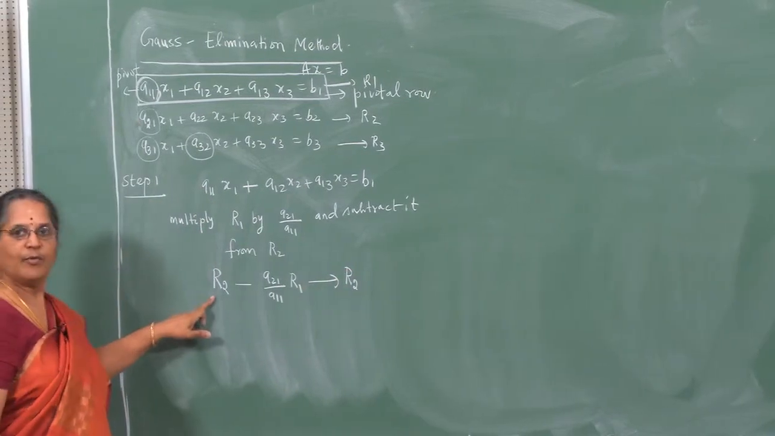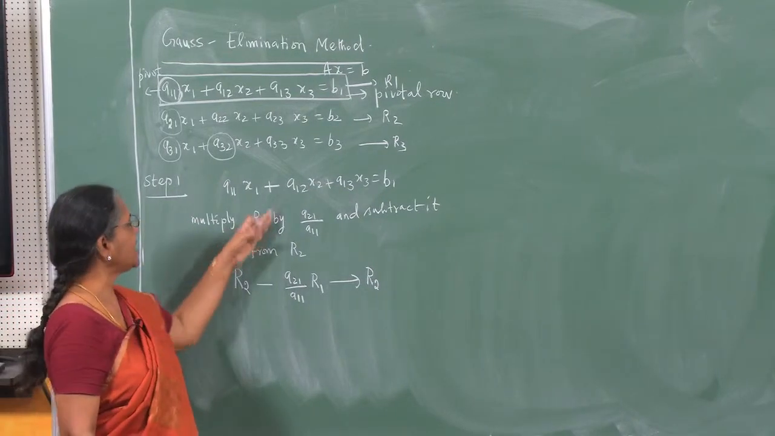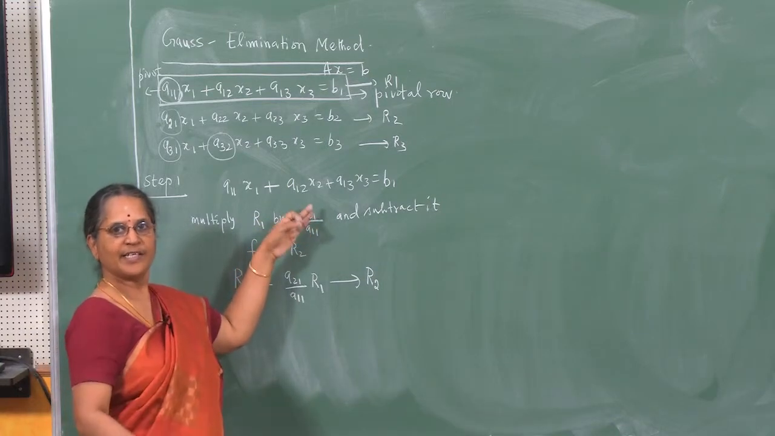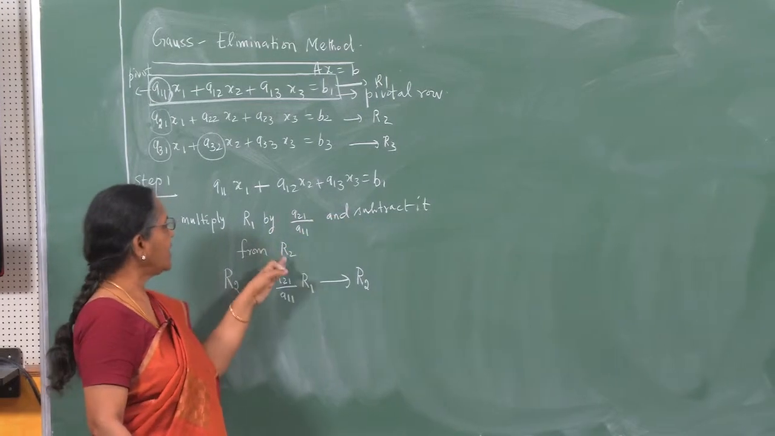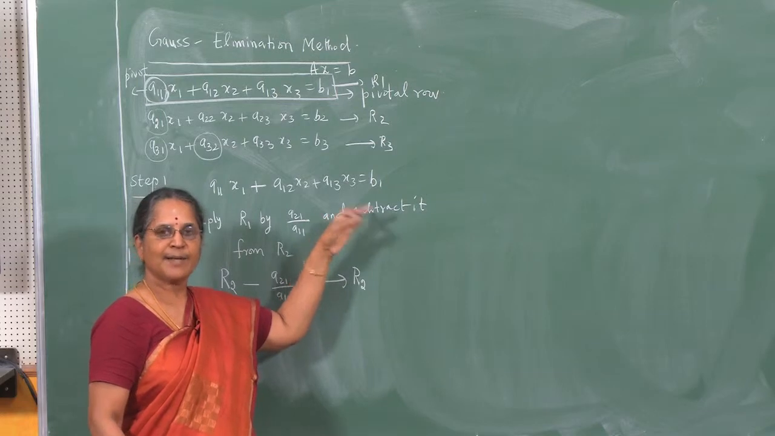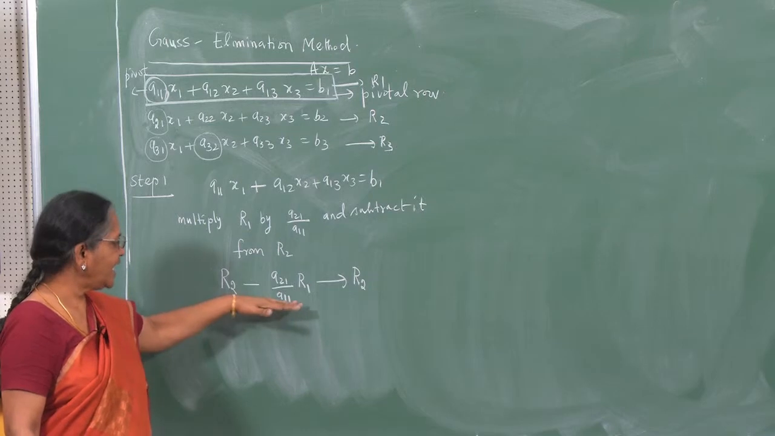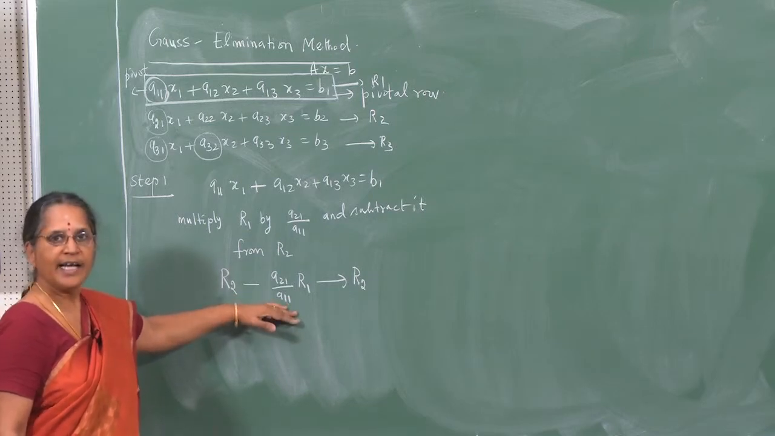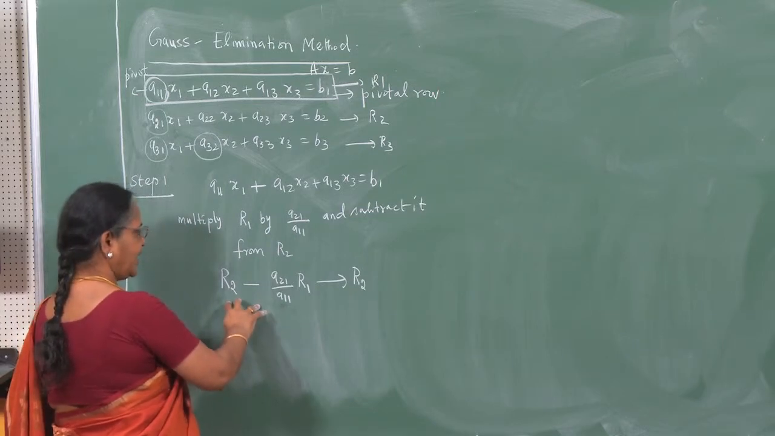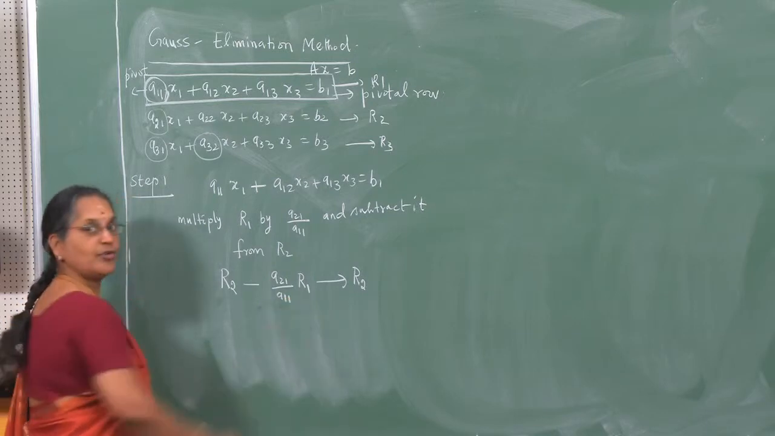So, this is one of the elementary transformations. What is it? Multiplying an equation by a scalar and adding it to another equation. So, I am adding it to another equation and taking the coefficient as negative. So, I say I am subtracting it from the second equation. So, I have performed an elementary row operation and replaced the second equation by R2 minus A21 by A11 into R1.